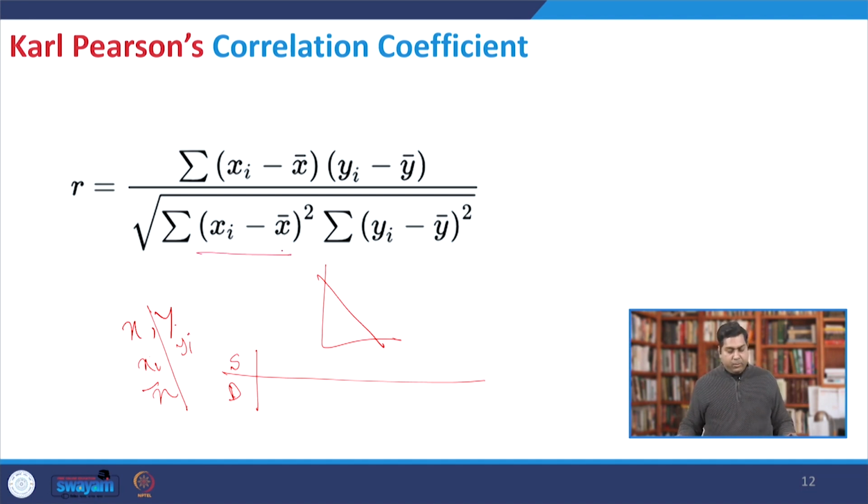And then again it is the same thing, where we are trying to take the denominator as the product of the sum of square differences of the two variables, and then we take the square root of it.